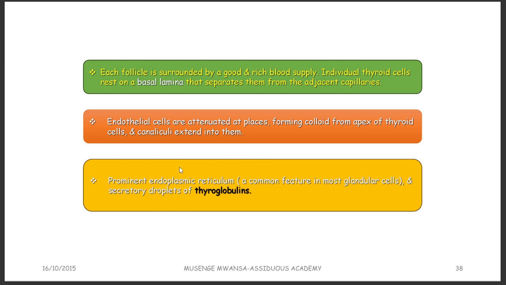The prominent endoplasmic reticulum is a common feature in most granular cells, of course, endoplasmic reticulum, and secretory droplets or thyroglobulin is going to be present. We are going to understand what we are calling thyroglobulin. When you are forming the thyroid hormone, it is a nice mechanism. Remember last year's exam, they asked to write about all the steps of thyroid hormone synthesis and draw a diagram, 20 marks. Okay.